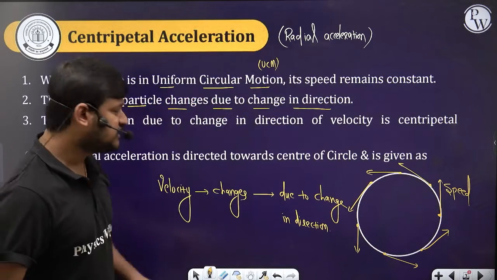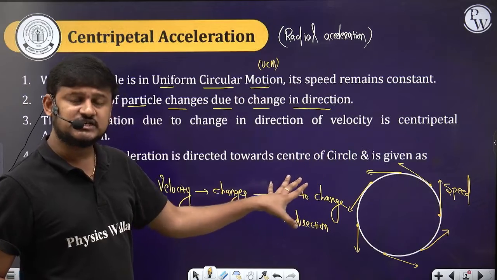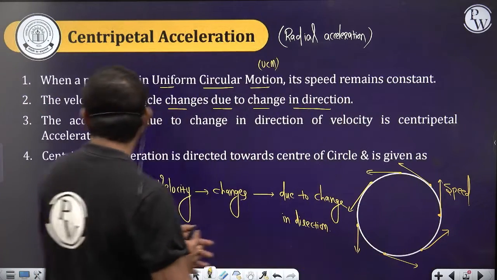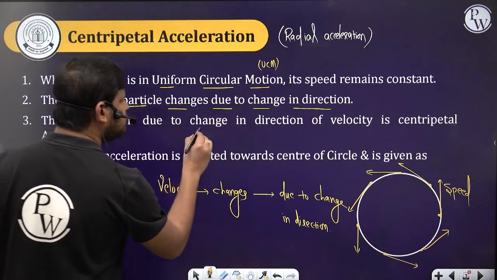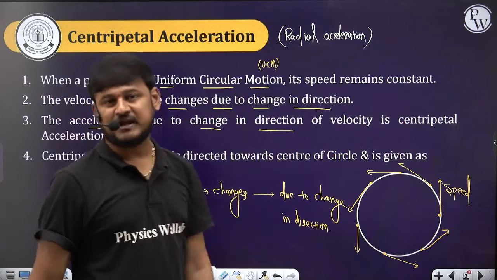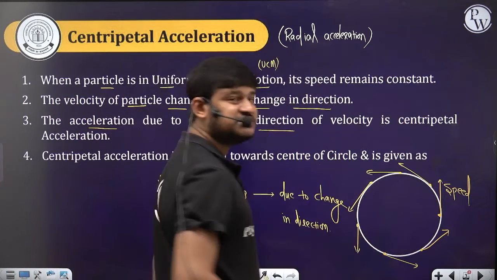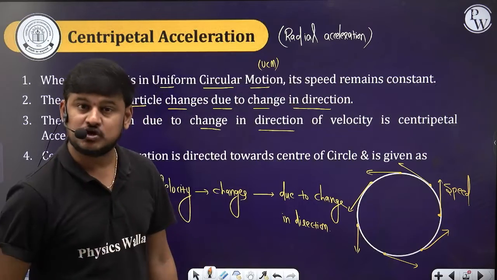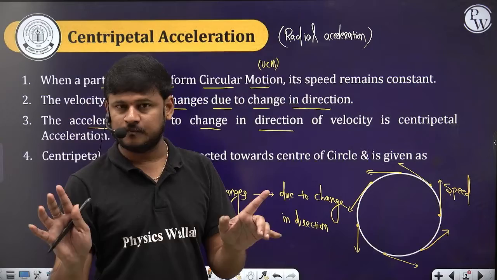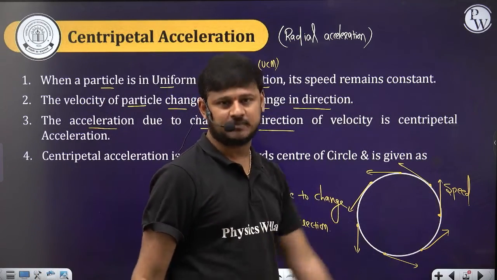Whenever the velocity changes, acceleration comes into the role, right? So what is that acceleration called? The acceleration due to the change in the direction of velocity is called the centripetal acceleration. The acceleration which is due to the change in direction of velocity, not due to the change in speed, that's called the centripetal acceleration.